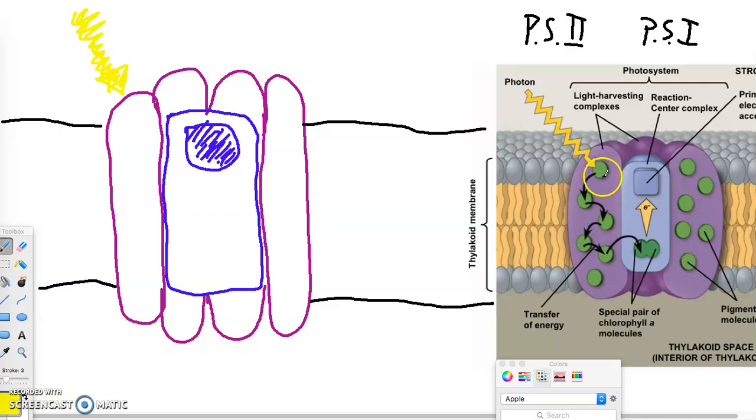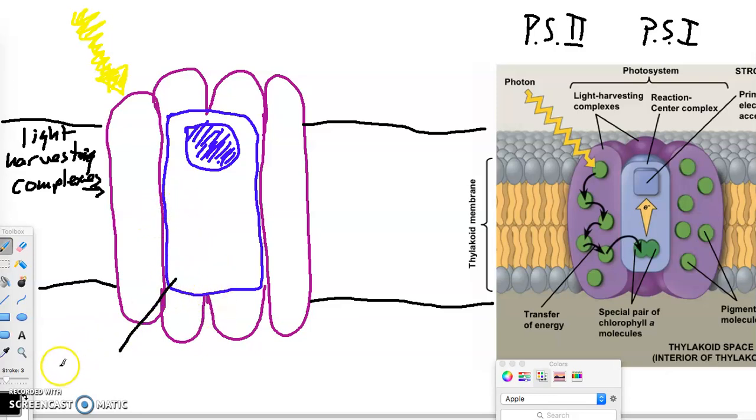And we want to label a few things. I'm going to go off of what you've seen before with your image in your textbook. On the outside here in purple, we have something called light harvesting complexes. That is the purple, so all this area around it. And what they're doing is surrounding the central region. That central region, which is shown in blue here, is our reaction center complex.